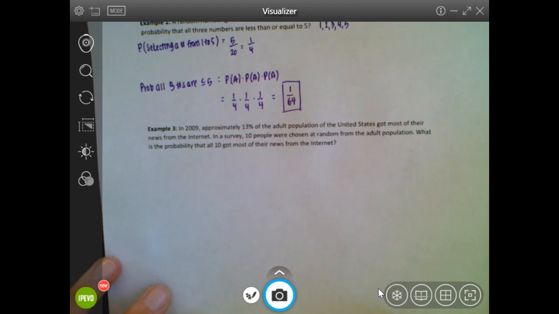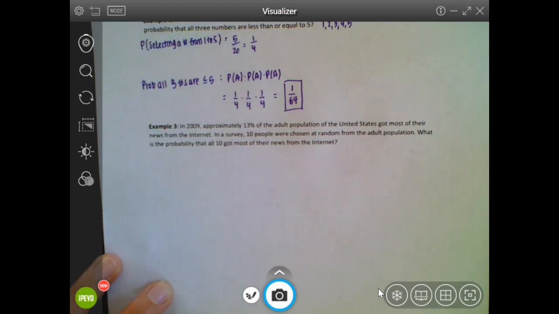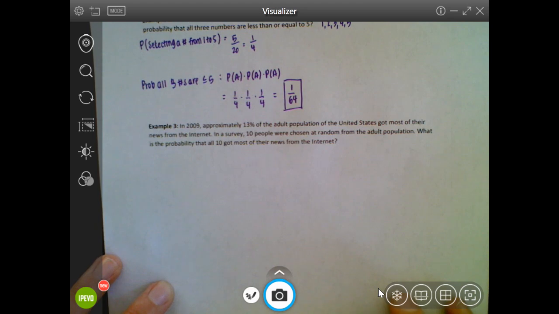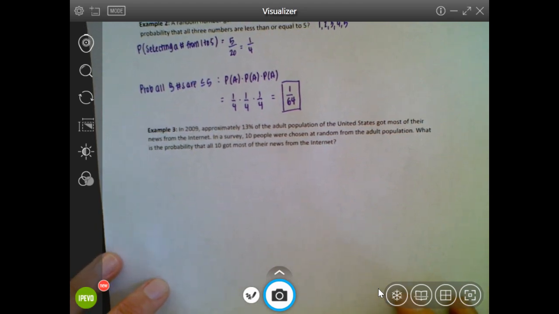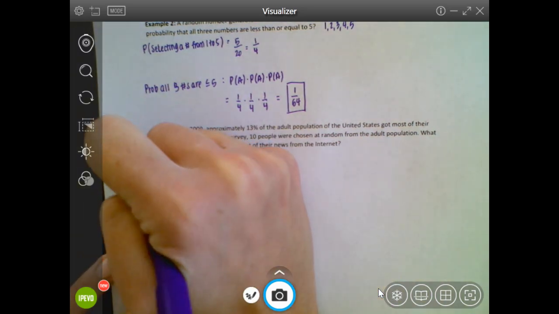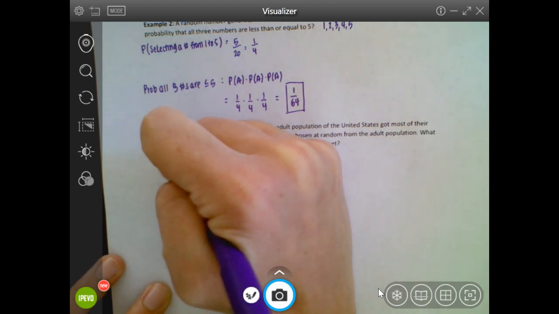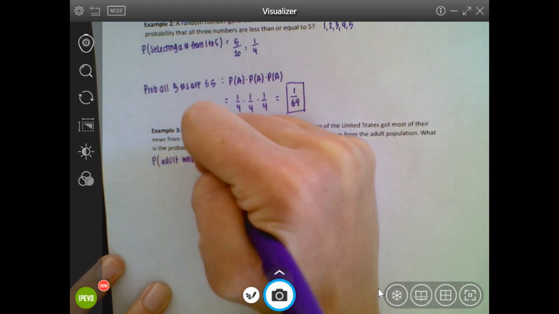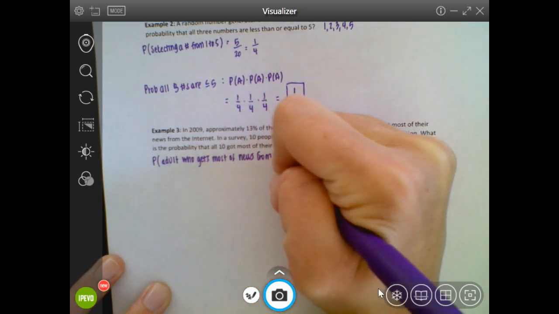Something that's a little bit different is example 3. In 2009, approximately 13% of the adult population of the United States got most of their news from the internet. In a survey, 10 people were chosen at random from the adult population. We want to know, what is the probability that all 10 got most of their news from the internet? So the probability of an adult who gets their news from the internet is 0.13, and that's coming from that 13%.